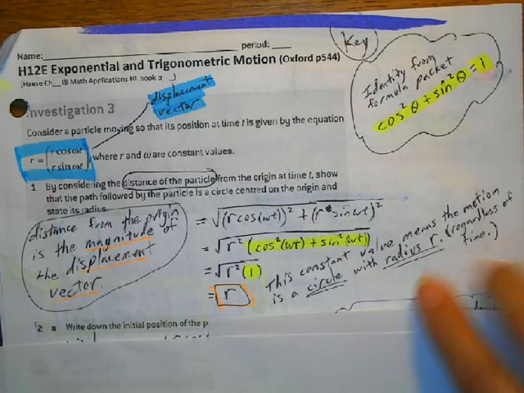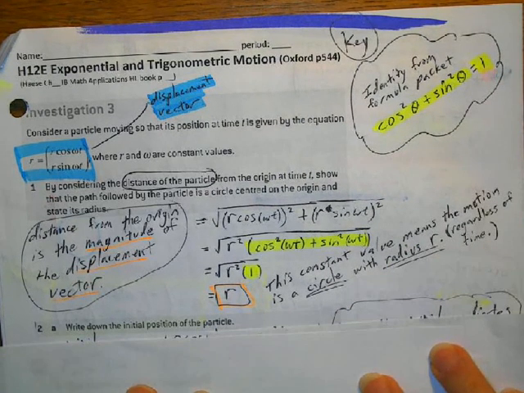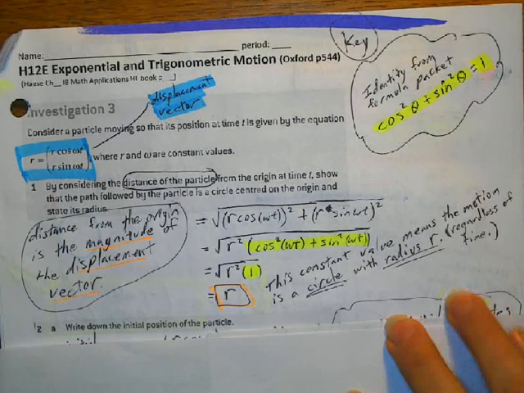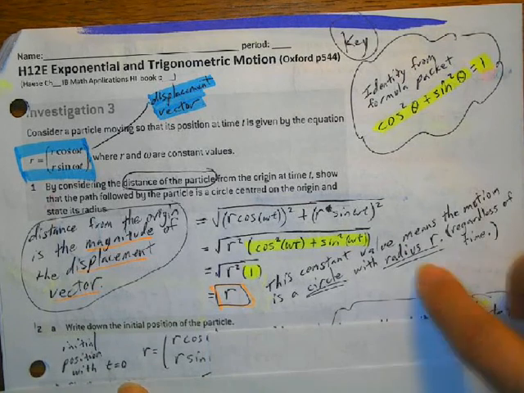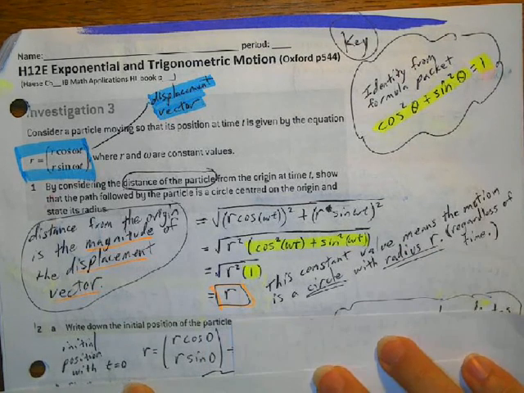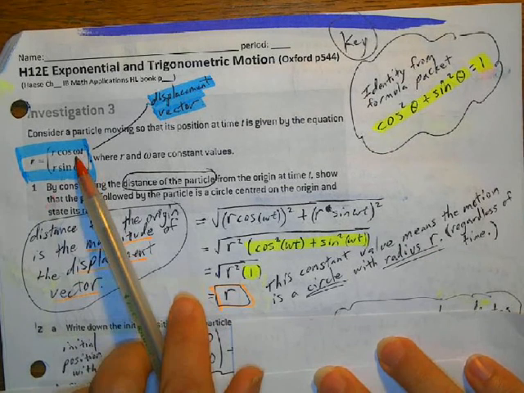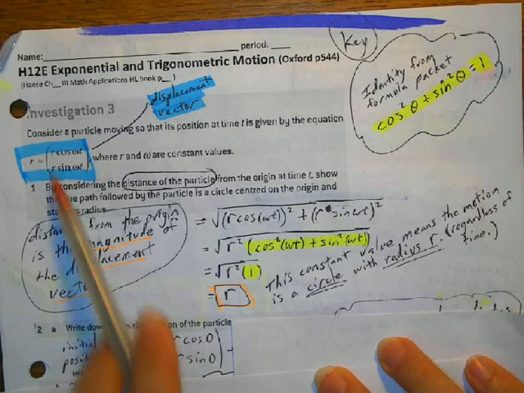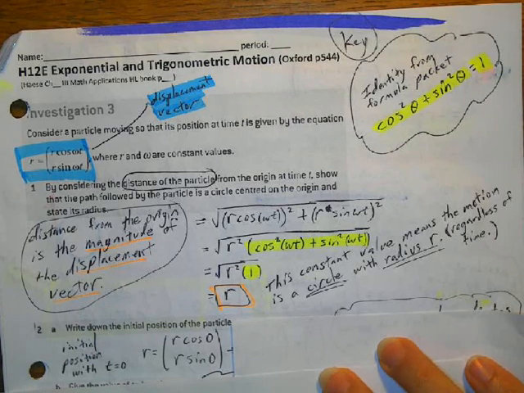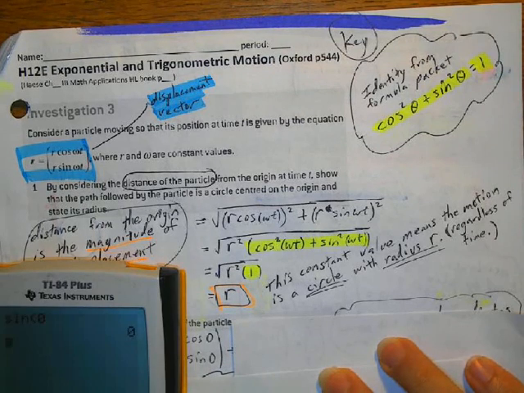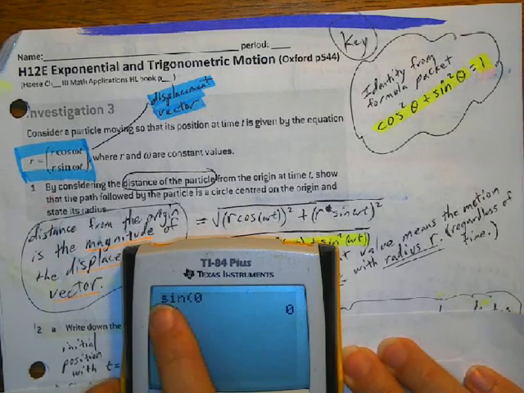Okay, now write down the initial position of the particle. Okay, so the initial position happens when the time is 0. So what I'm going to do is plug in 0 in place of time here. And now I'm going to have r cosine 0, r sine 0. Well, sine of 0 is 0, and cosine of 0 is 1.